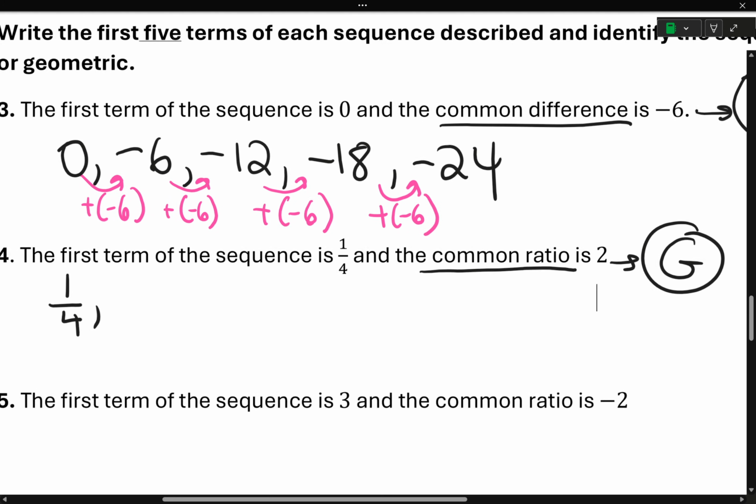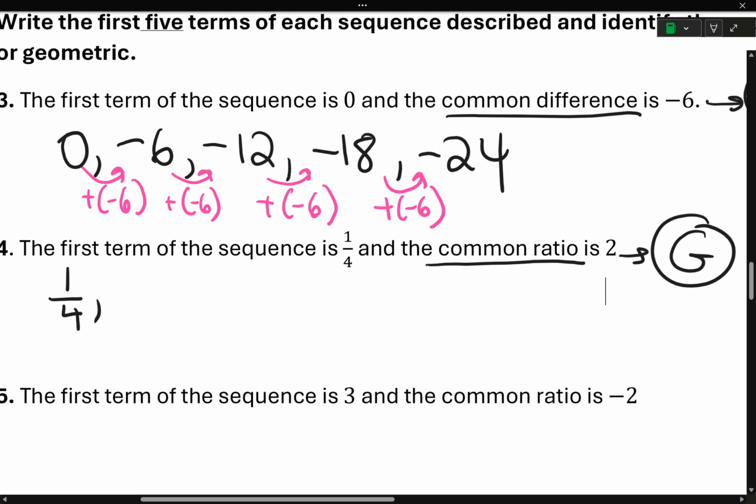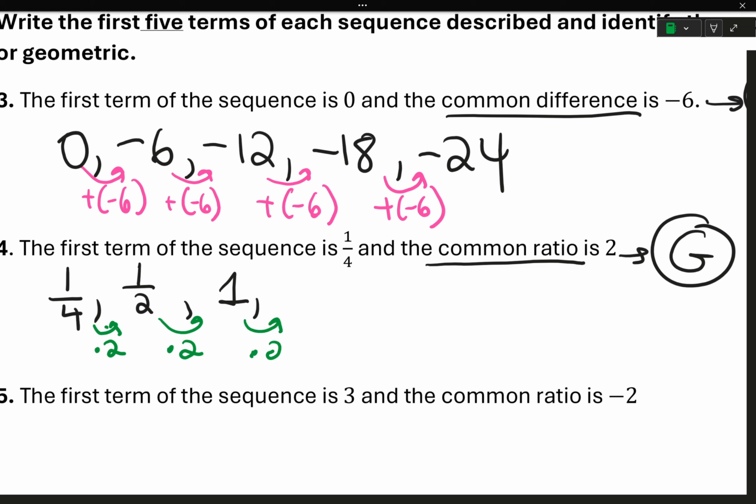I'm going to zoom in again. I want to use a different color. Let's use green. All right. 1/4 times 2 gives us 1/2. 1/2 times 2 gives us 1. 1 times 2 is 2. And for our last one, 2 times 2 is 4.